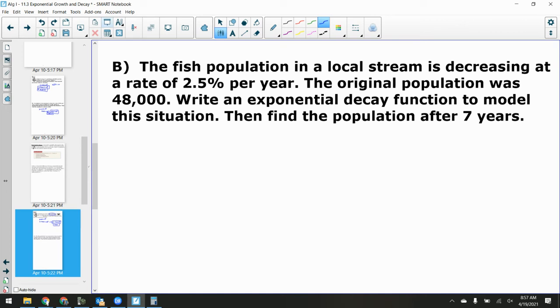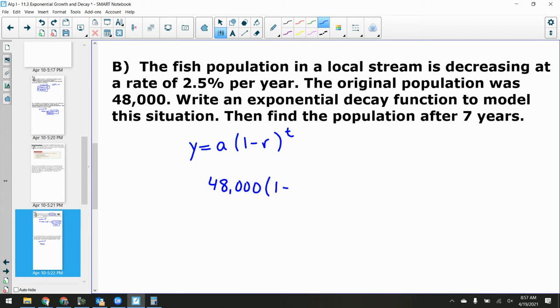All right. The fish population in the local stream is decreasing at a rate of 2.5% per year. The original population was 48,000. Write an exponential decay function to model the situation. Then find the population after 7 years. I shouldn't need to tell you to write an exponential decay function, because I see a percentage and it's decreasing by a certain percentage. So I know the formula is y equals a times (1 minus r) raised to the t power, and I can take my original amount, 48,000.